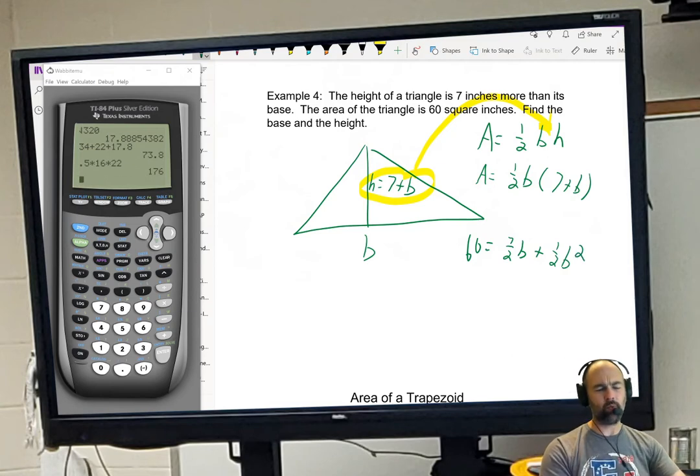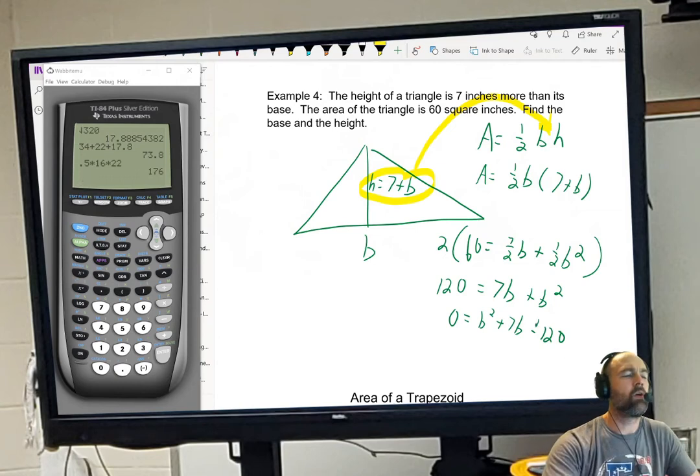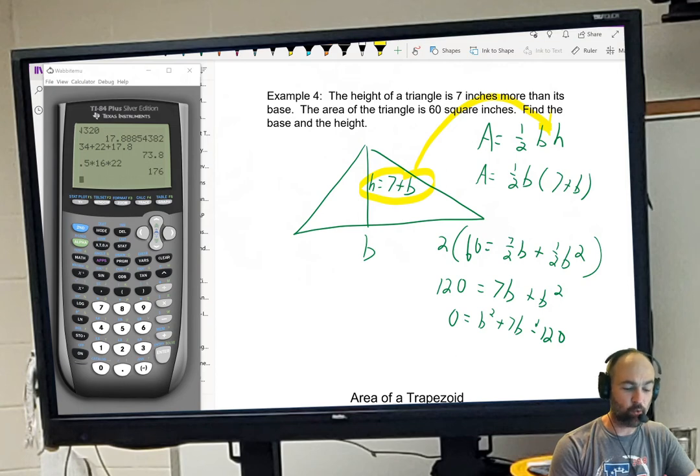Now, I want to go ahead and get rid of that 1/2 all the way through, or the divide by 2. So let's multiply the entire equation by 2. That'll give me 120 equals 7b plus b squared. Now let's get all of our variables onto one side. 0 equals b squared plus 7b minus 120. Okay, so we're going to be looking for numbers that multiply to give me 120 or negative 120 and subtract to give me positive 7.